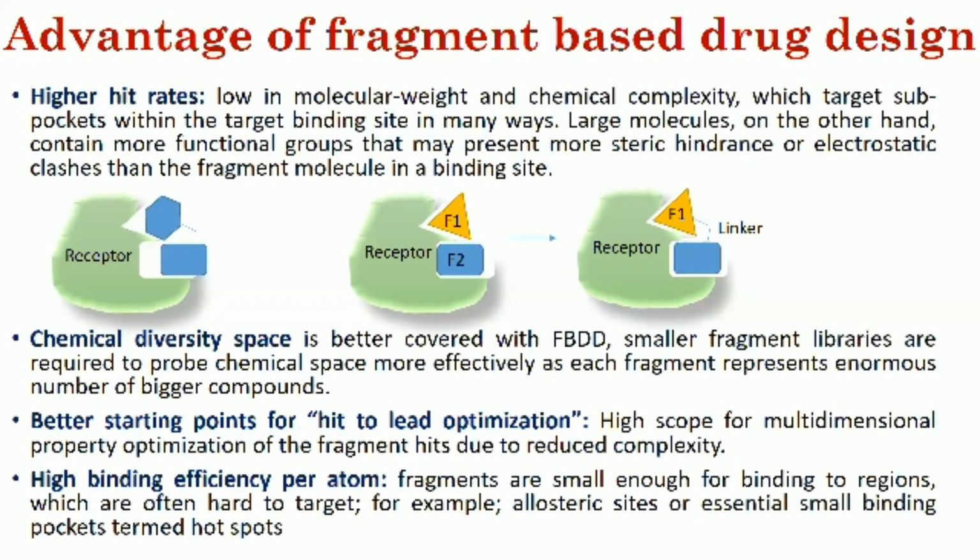So it is always easy to start with a fragment library which is smaller in size. We have a smaller number of simple starting points. With this, according to the requirement of the binding site, we grow molecules, and we can generate as many molecules as possible with these fragment hits. So they have high scope for multidimensional property optimization due to their smaller complexity, and we get high binding efficiency per atom also, because the fragments are very small in size, so they can explore different subpockets in a protein, as compared to the larger lead like molecules with a higher number of heavy atoms.